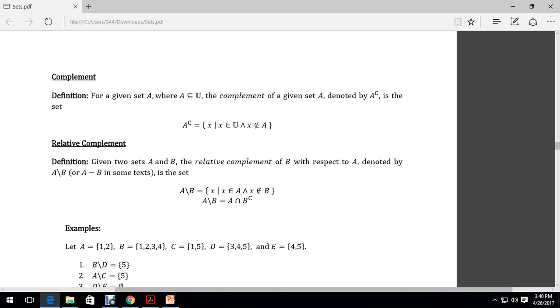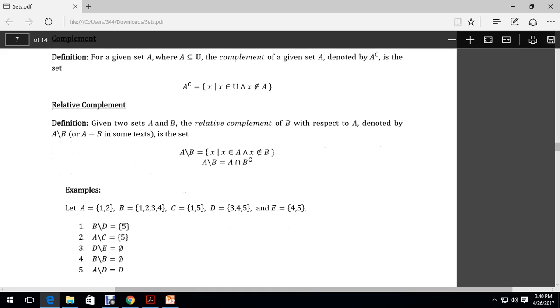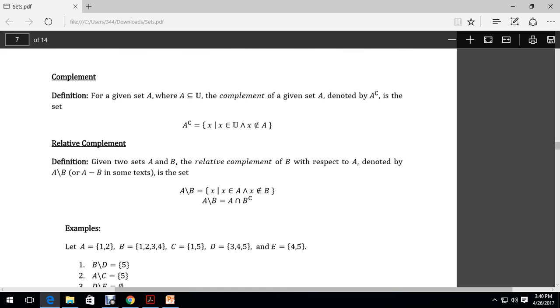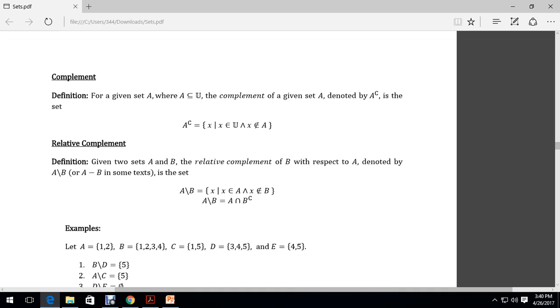Okay, so I am assuming that is clear. Now let's take on the next definition. We have the relative complement. So the relative complement is actually a sort of representation of the operation of subtraction. But let's go through the detailed definition of the relative complement.